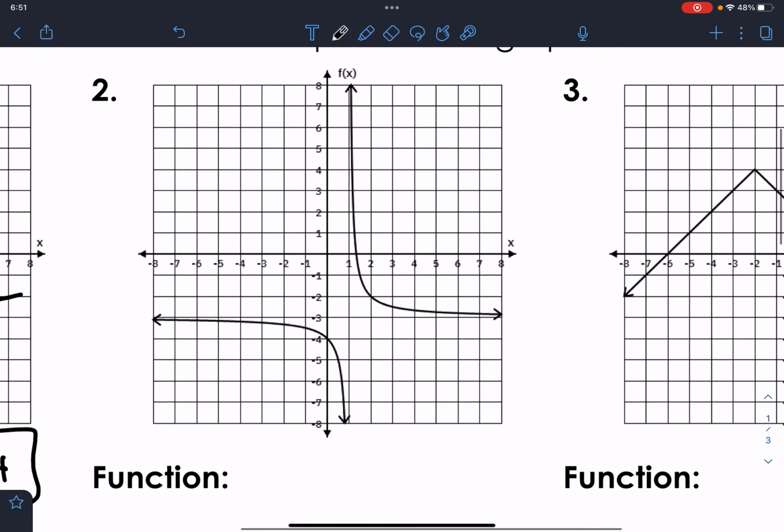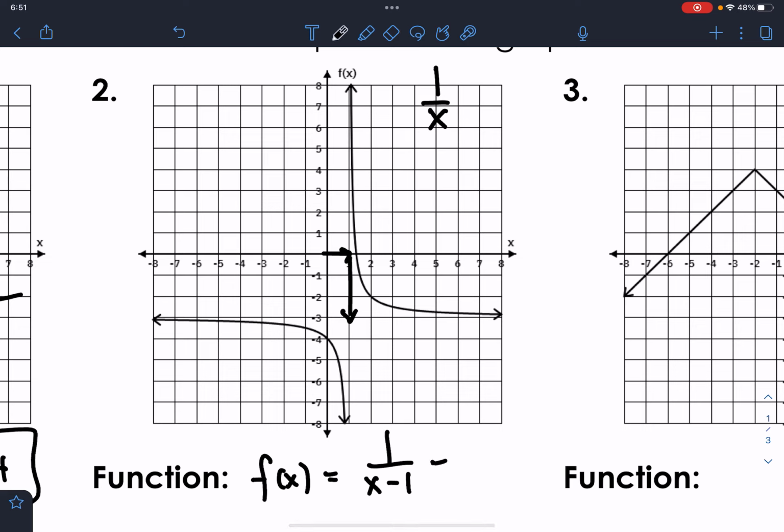Now the next one doesn't flip the graph. All it does is simply move the graph 1 unit to the right and 3 units down. So our reciprocal function, which is this function here, we're going to shift it 1 unit to the right by subtracting 1 from the x, and subtracting 3 from the entire thing to shift it down 3 units. So this is your answer for this one.